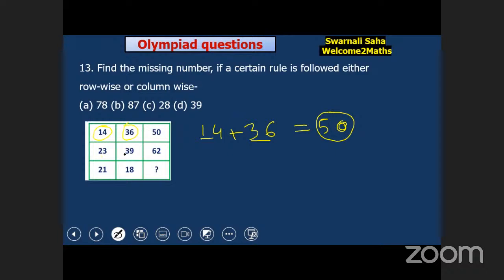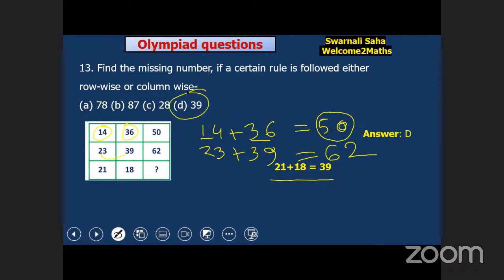Now the next is 23 and 39. So 23 plus 39 is 62. So that is why 21 plus 18 would be 39. So 39 would be the answer. D is the right one. Very good. 39 is the answer. 21 plus 18. Okay. So we have to add row wise the two numbers to get the next number. Row wise, and here we add 21 and 18 and it is 39. Fine.